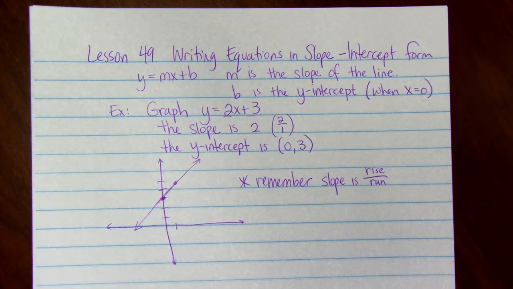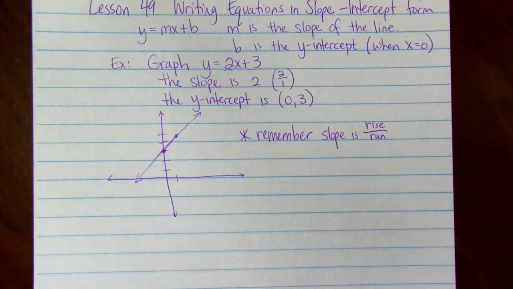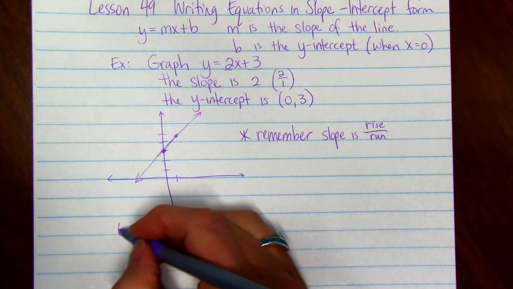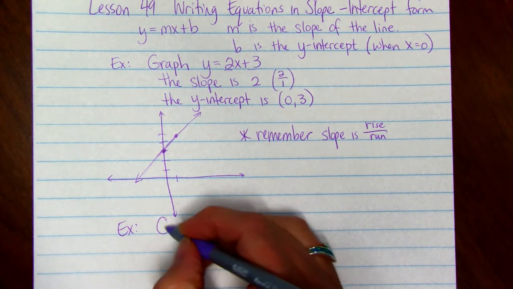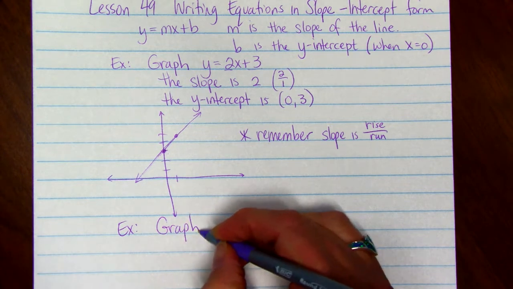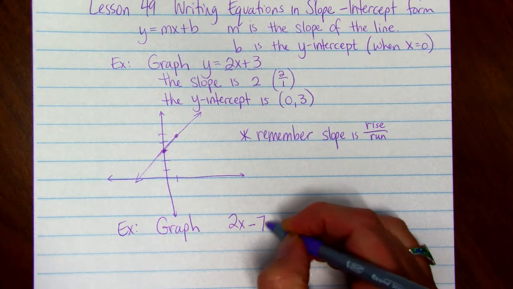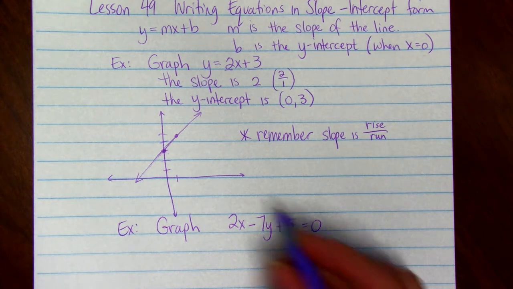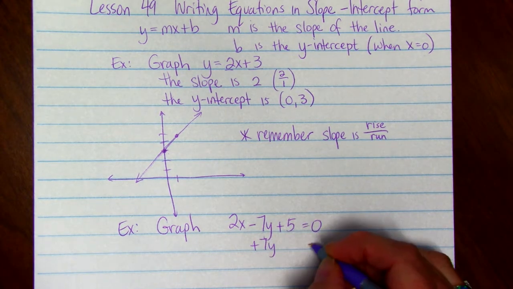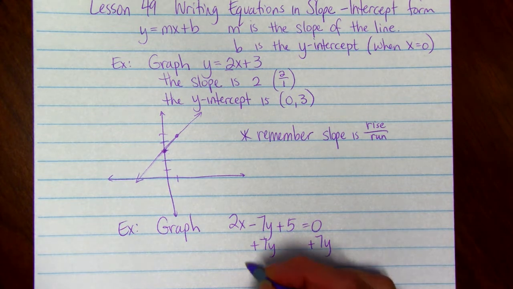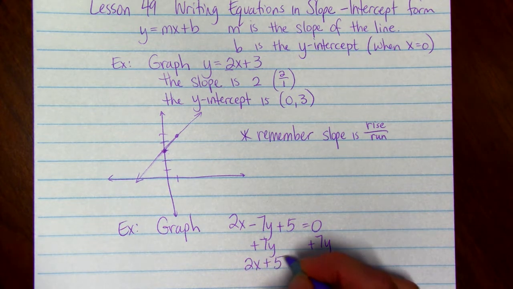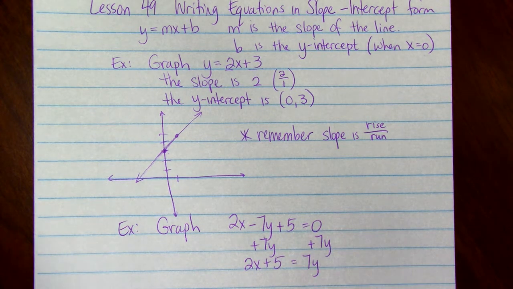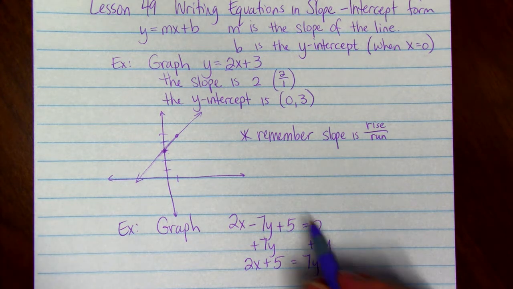Now sometimes if we're given an equation that's not in slope-intercept form, we can actually put it in slope-intercept form, and it might be easier to graph that way. So we're going to add 7y to both sides. So I have 2x plus 5 equals 7y. Now I want to get y all by itself, so I'm going to divide by 7.